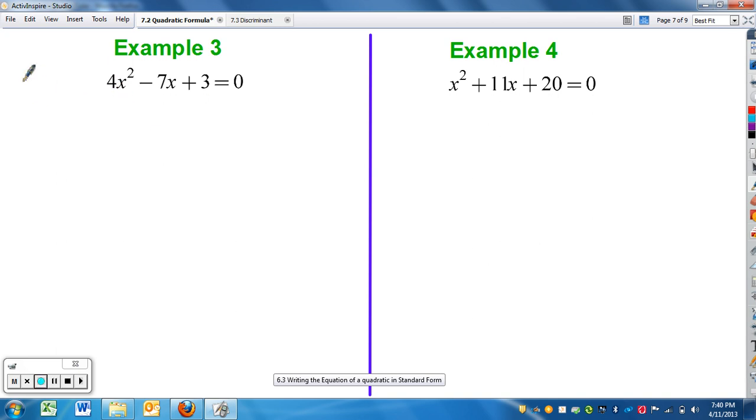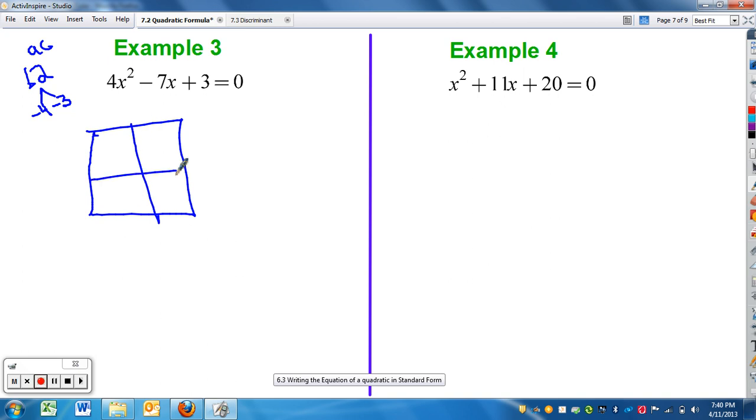All right, so let's look at example 3. There's a trinomial. So my AC is 12. Are there factors of 12 that add up to negative 7? Sure enough, we have negative 4 and negative 3. So I'm going to use my box to factor this down a little more. Going back there, we have negative 4x, negative 3x.